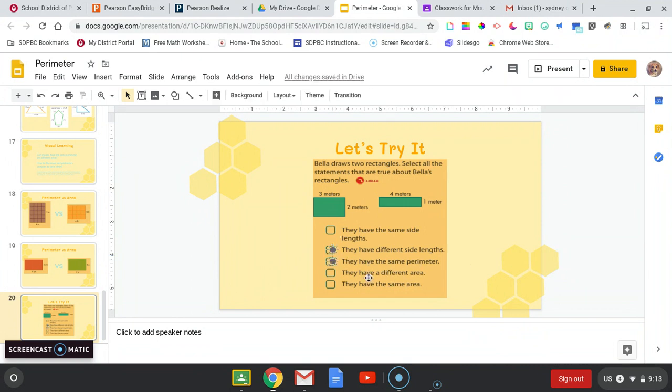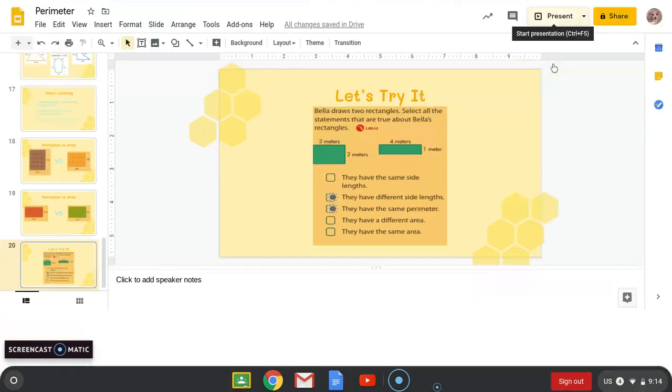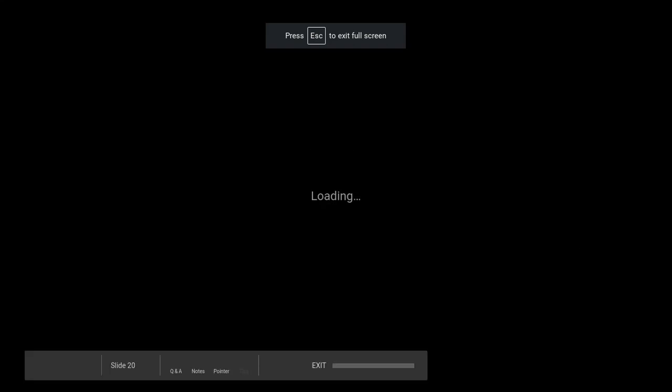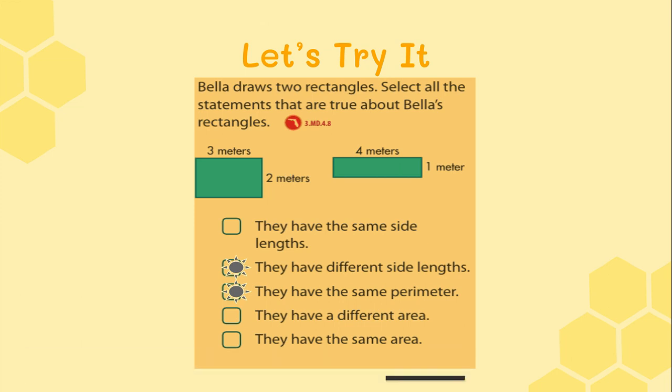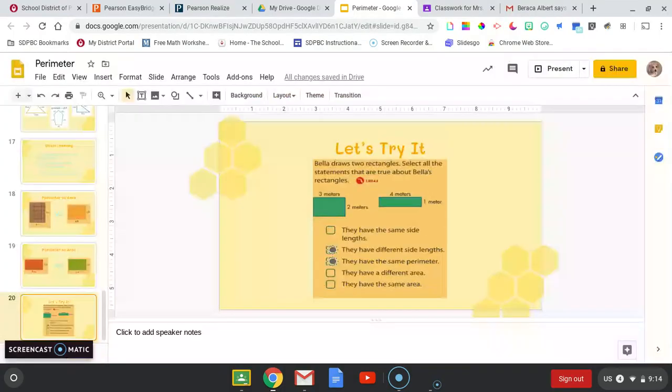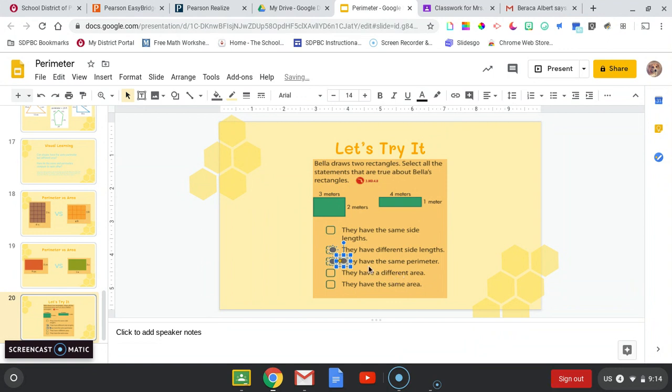Now we need to figure out if they have the same area or a different area. So now we're going to figure out the area of the shapes. Area, we are multiplying. 3 times 2 is 6. 6 meters squared is the area here. 4 times 1 is 4. So 4 meters squared is the area here. So they have different area. So we'll put another star here for different area.